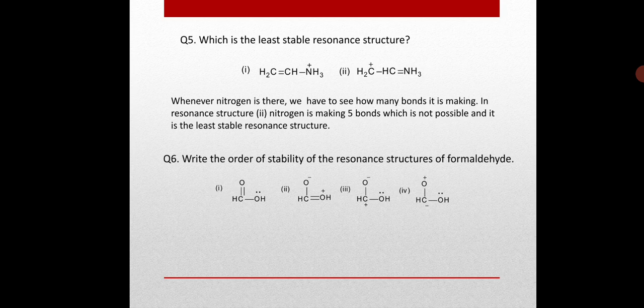So what is the stability order of these four resonance structures? The stability order is 1 greater than 2, greater than 3, greater than 4. So the order of stability of the resonance structures is 1 greater than 2, greater than 3, greater than 4.